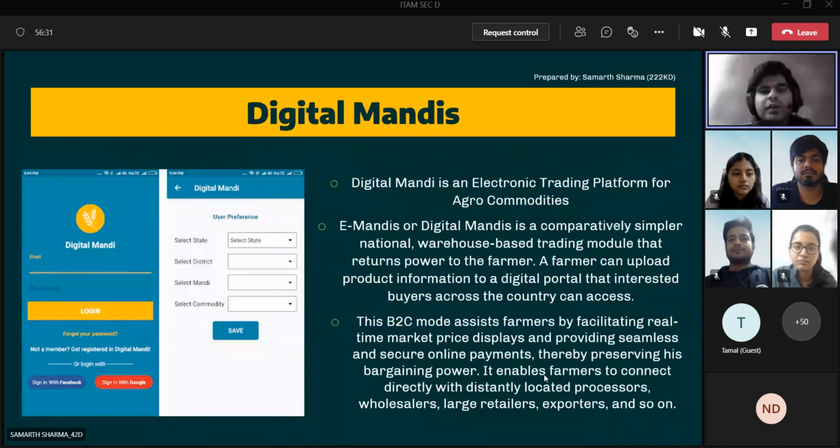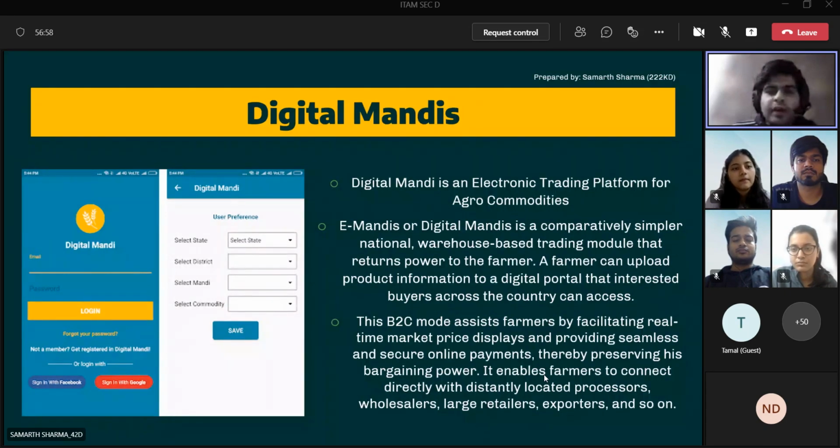Another feature that we would like to discuss is digital mandis. What traditionally used to happen was that a farmer would go to an APMC and he would have to travel long distances for the same. There would be demand and supply imbalance, a lot of middlemen, and it's basically a troublesome and lengthy process for farmers. So what digital mandi does is, it is a comparatively simple national warehouse based trading module that returns power to the farmer, we say.